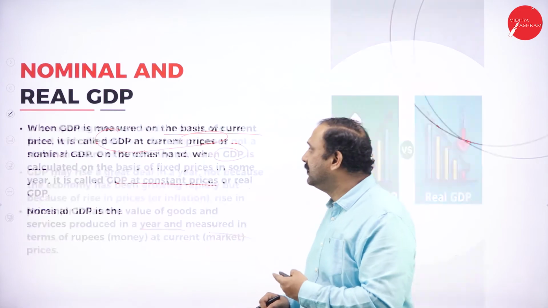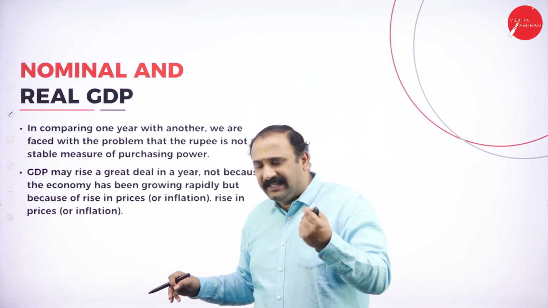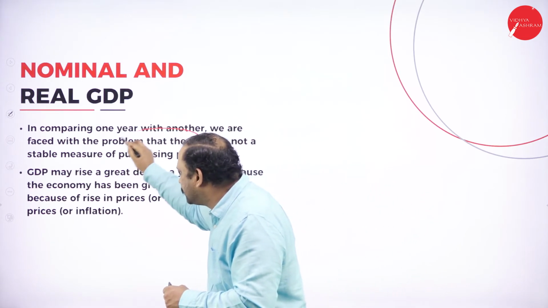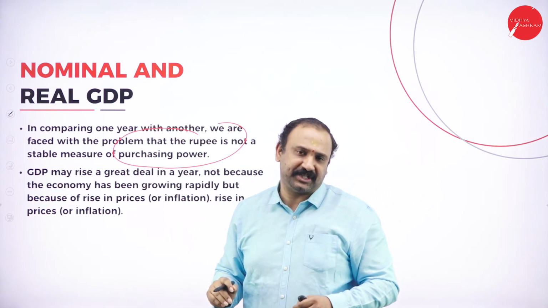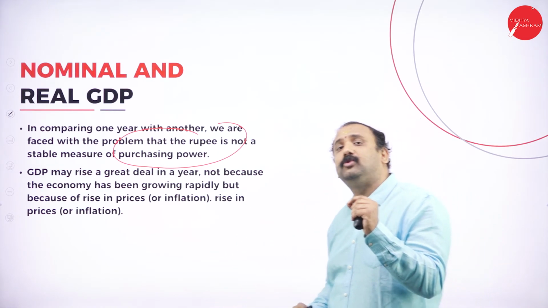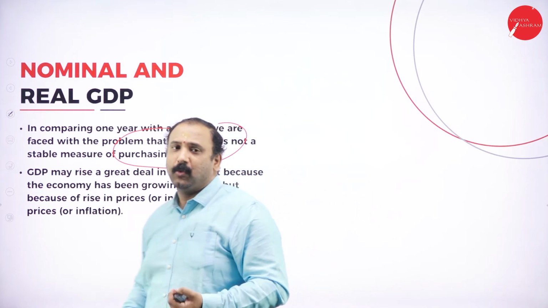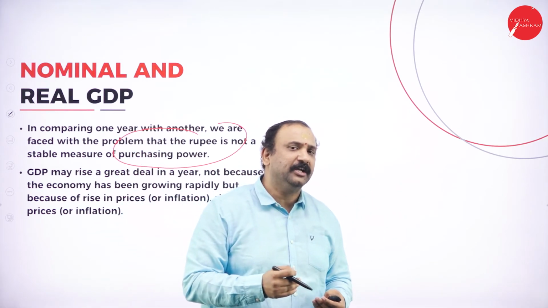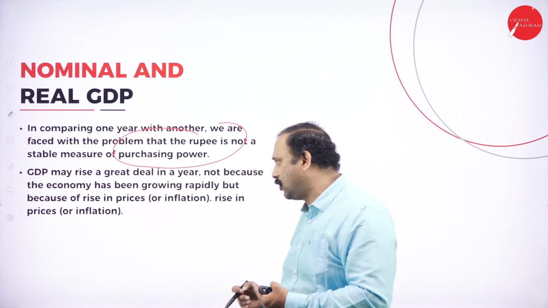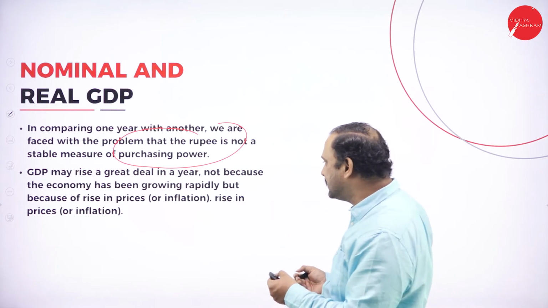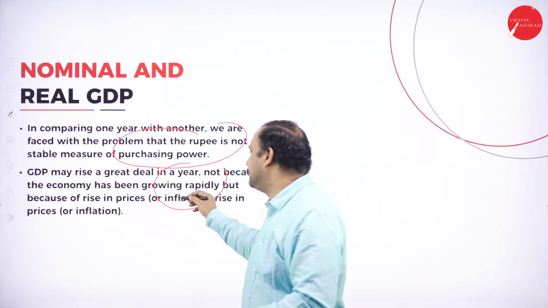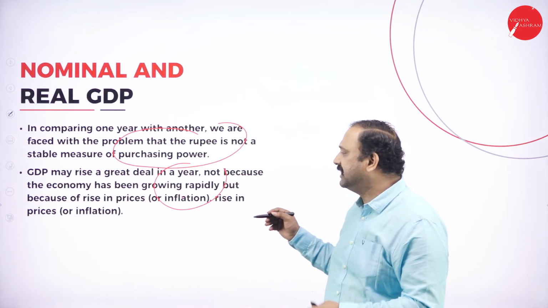Now, in comparing one year with another, we are faced with the problem that the rupee is not a stable measure of purchasing power. This is another challenge for us. The rupee does not seem to remain stable, which we know. Why? Because every moment the rupee keeps fluctuating against the dollar and other currencies. So GDP may rise a great deal in a year, not because the economy has been growing, but because of the rise in prices, the inflation.